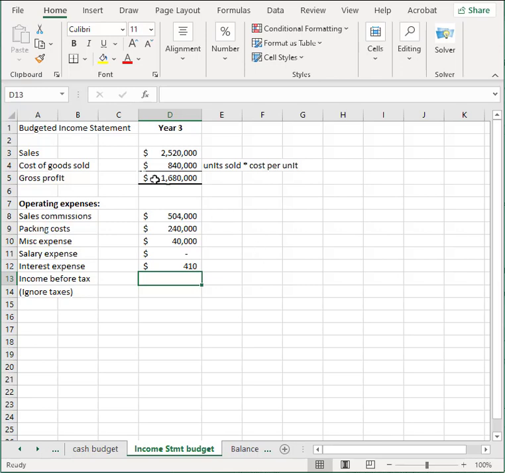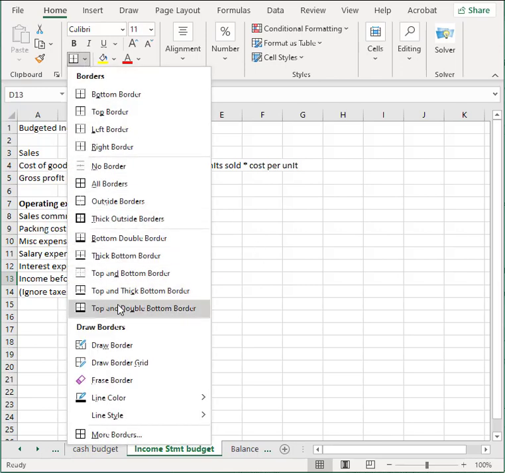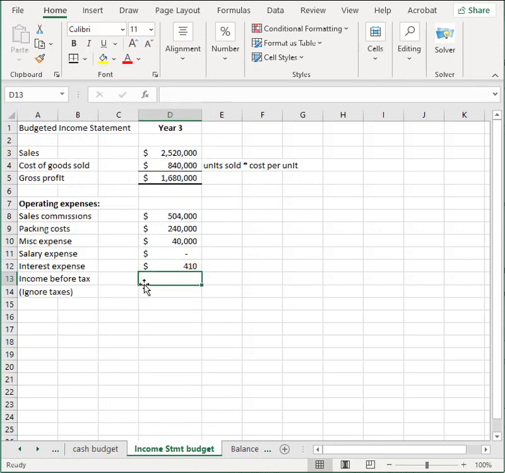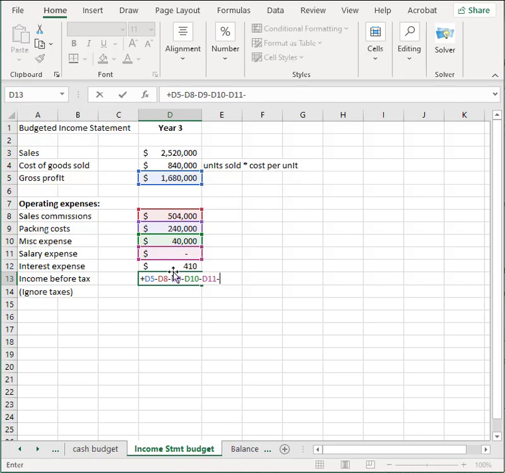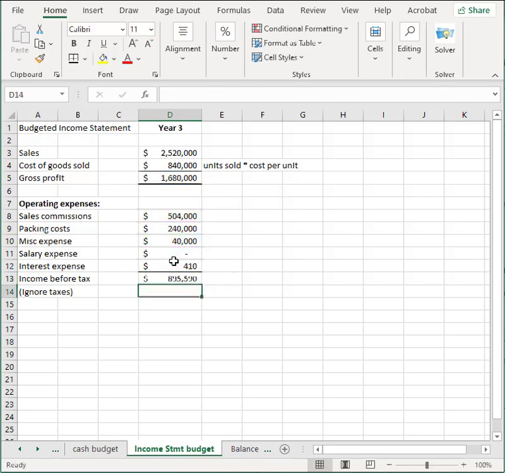So income before tax is gross profit minus all the expenses. And you can do a subtotal for expenses if you want, or you can just create that the way you want to, the way I did here. After that would be income taxes. In order to do income taxes, they would have to give us an income tax rate, 30% or 20%, and then this times the tax rate, and then it would come down to net income.